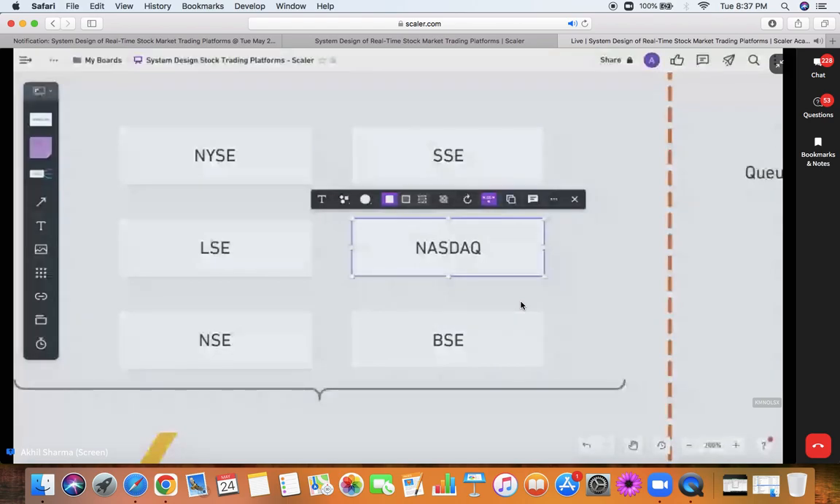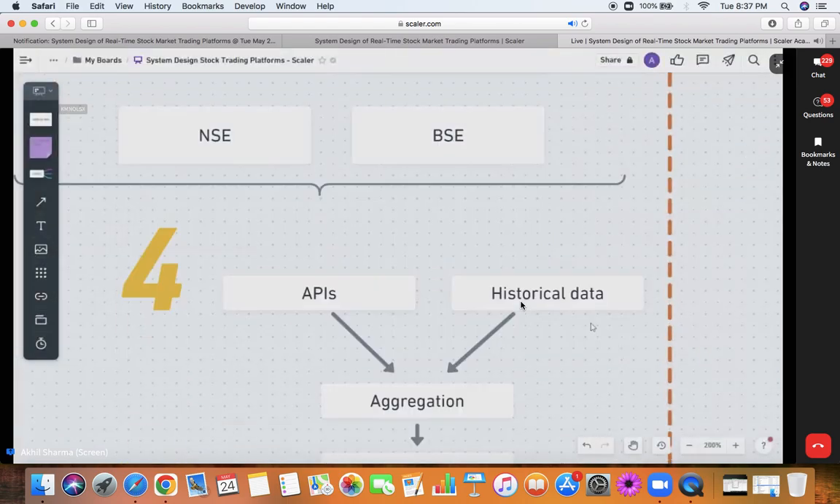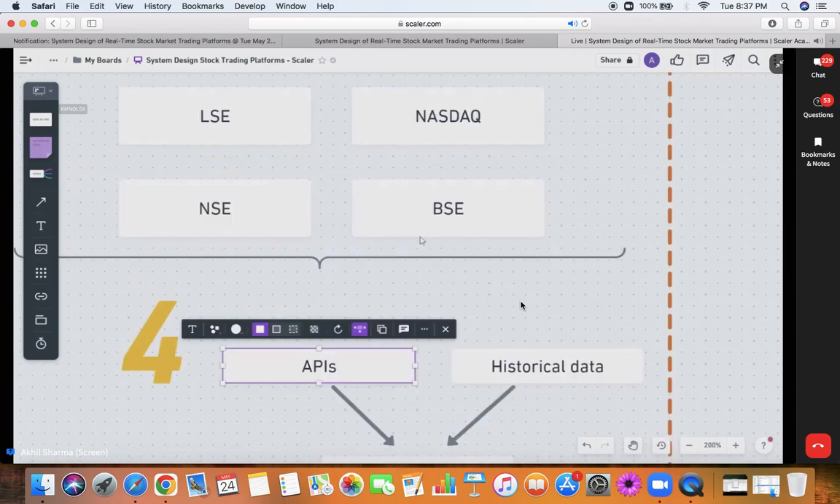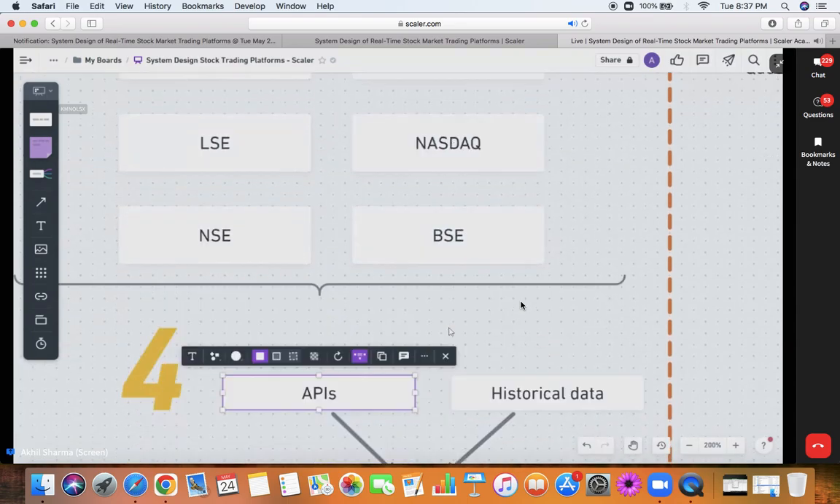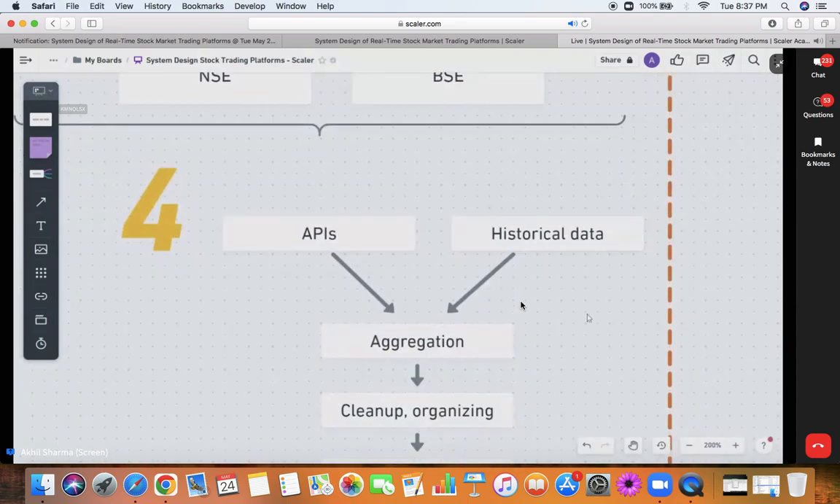Process is really long and all that. But the most important thing is that you get APIs from these, NASDAQ, New York Stock Exchange, all of these, and you get historical data. You can buy historical data. You can buy a bulk of historical data, and this you will only buy because, let's say, you're a new platform.